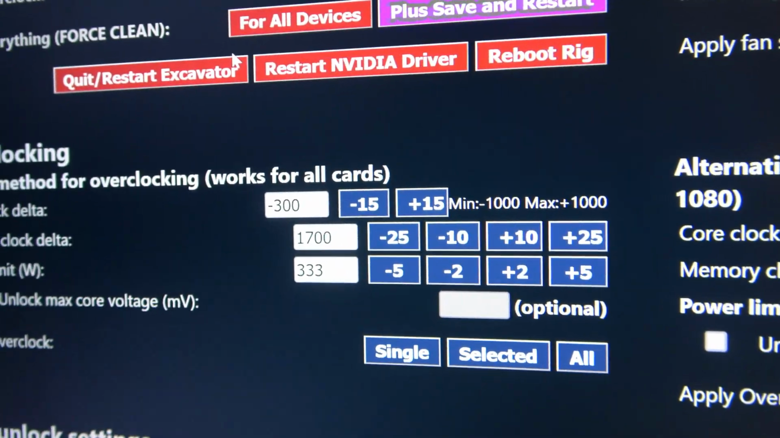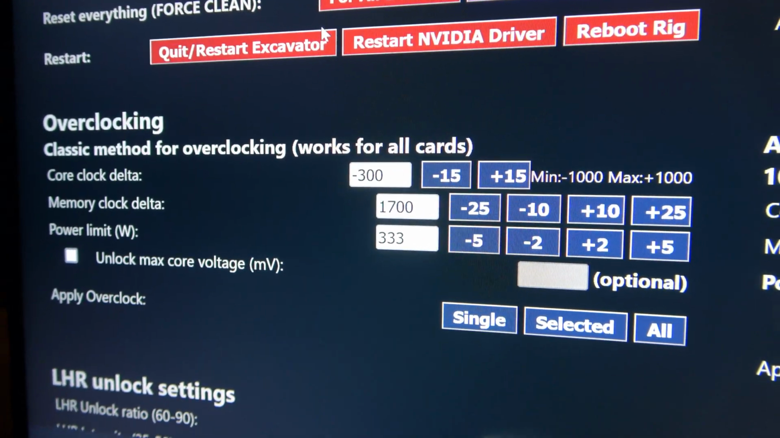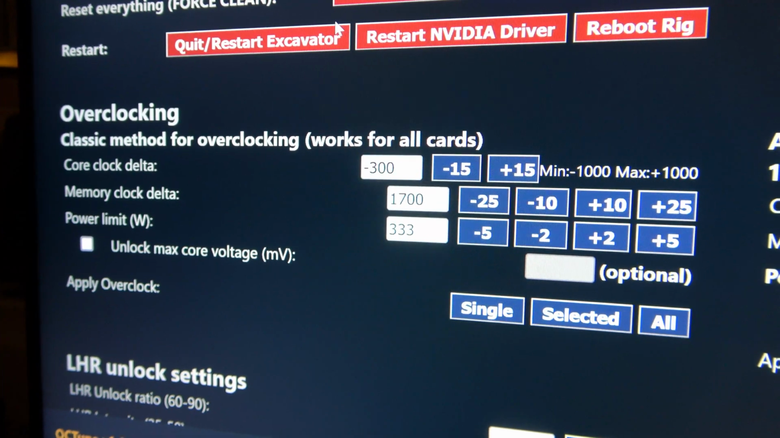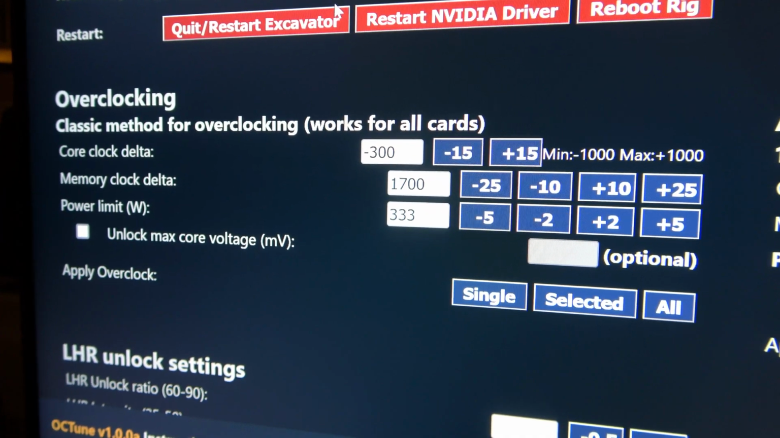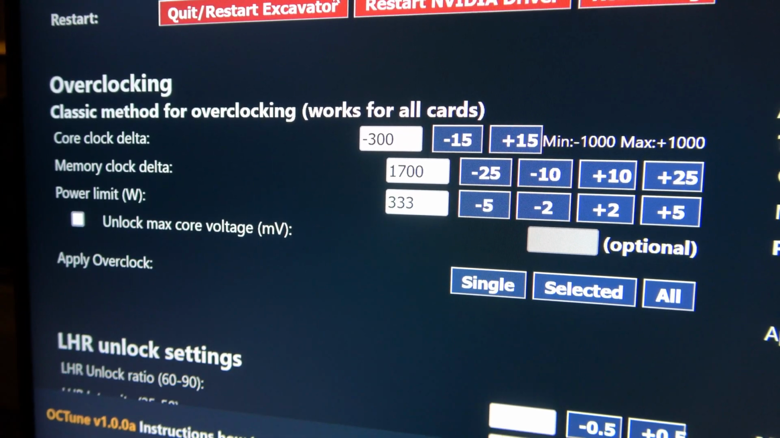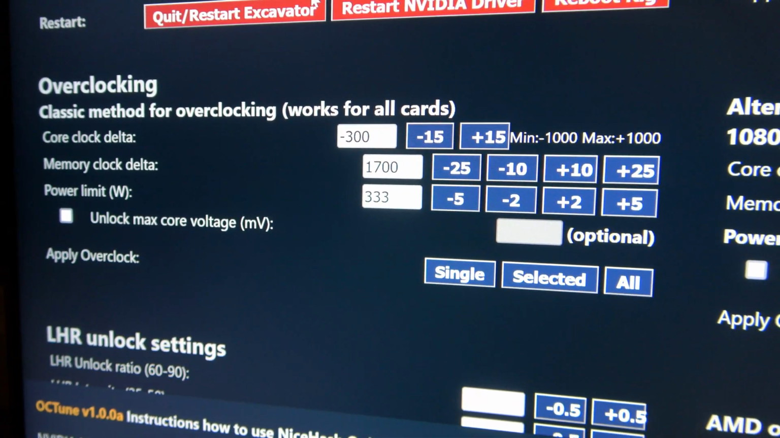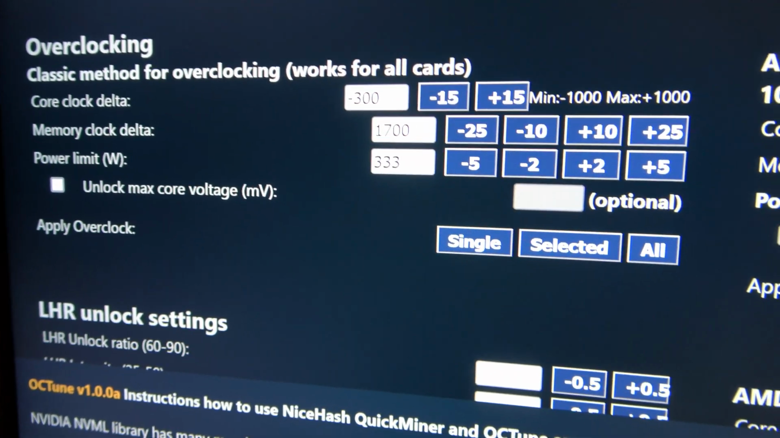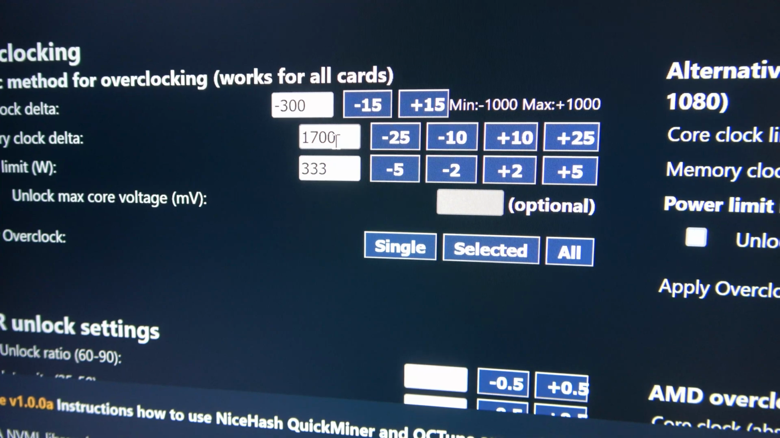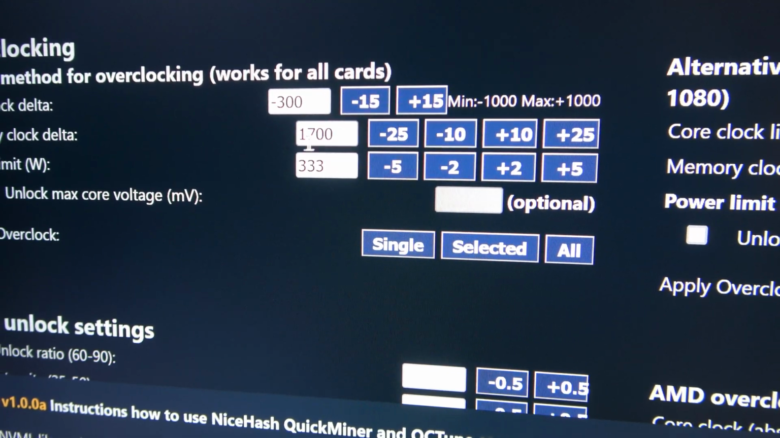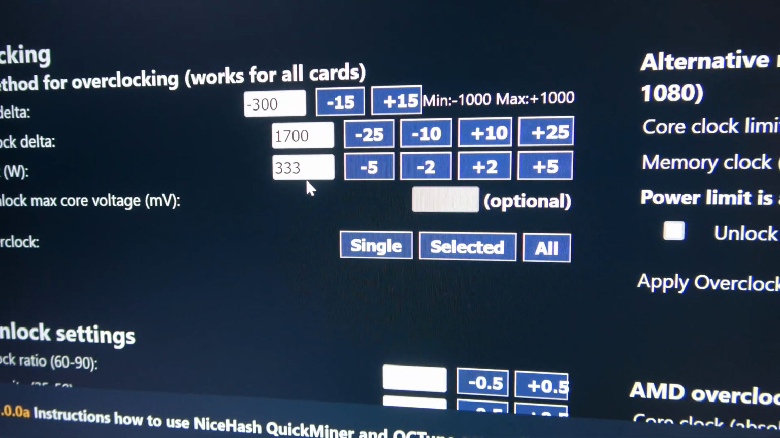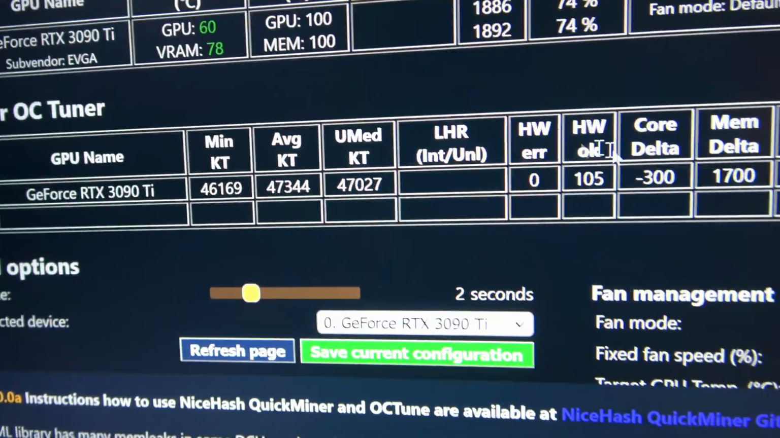And this is my underclock and overclock settings. So core clock negative 300 megahertz, memory overclock at 1700 megahertz. So it seems like this EVGA model has really, really good overclocking, which I'm pretty amazed by. Actually, I can max it out at 1800, but it won't seem to really affect the megahash at any point. And then power limit set at 333.